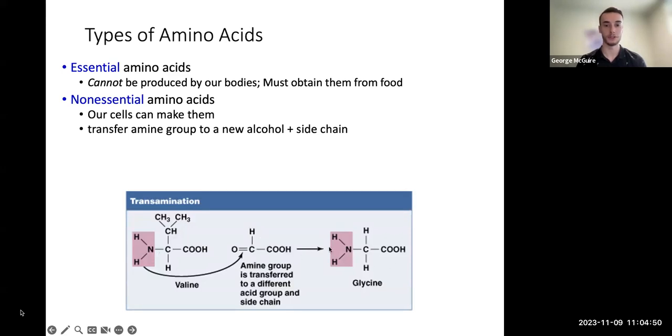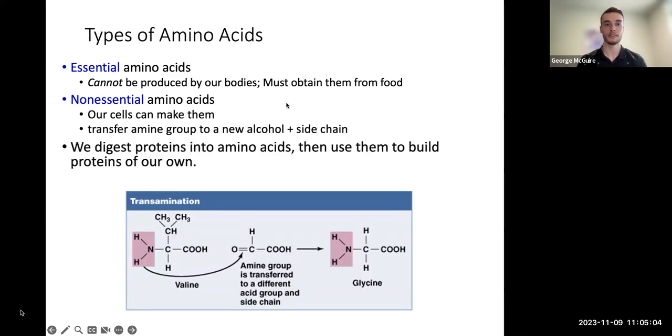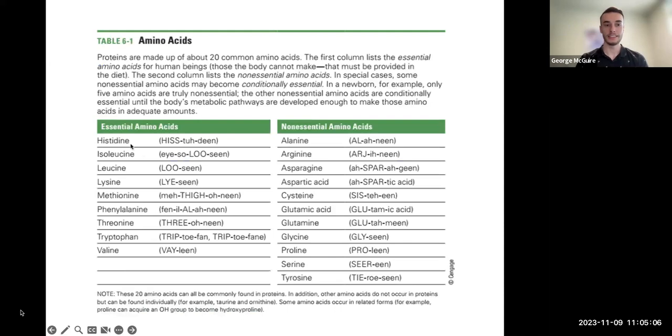So this amine group was transferred, and that created a glycine amino acid. Right? And so again, non-essential amino acids we can synthesize, so we don't necessarily need to get them from our food, but the essential amino acids we do. And so here you can see the list of all essential amino acids. We have 1, 2, 3, 4, 5, 6, 7, 8, 9, and then 11 non-essential. So these 9 essential amino acids we must consume from our diet.